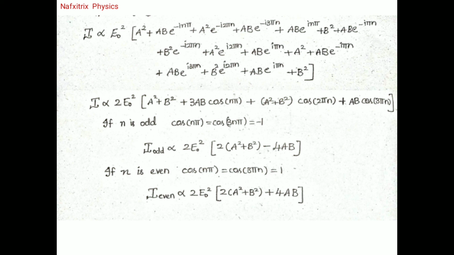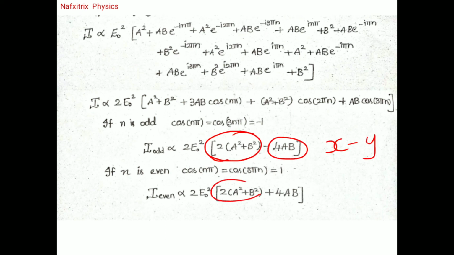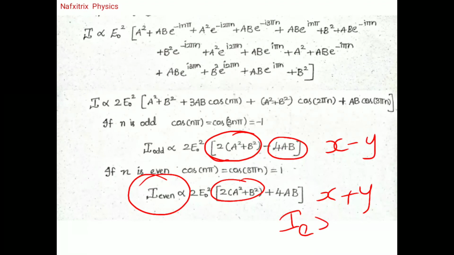Finally, in general this is how the form is. If we consider this entire thing as some x and this entire thing as y, this is of the form x minus y and this is of the form x plus y. We know that x plus y is greater than x minus y. So I even is always greater than I odd.